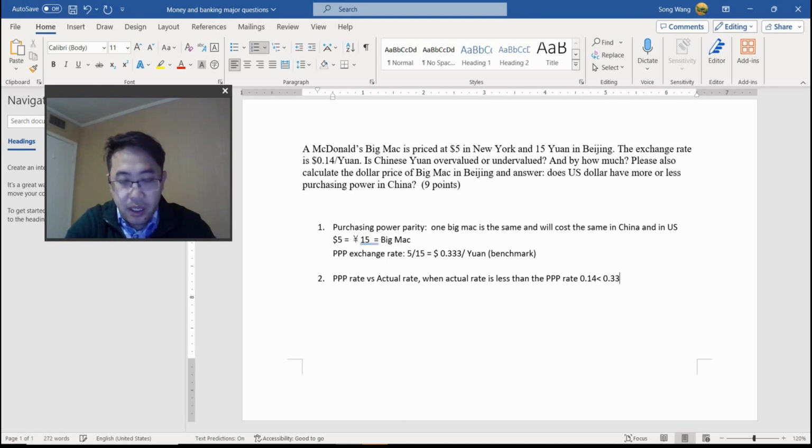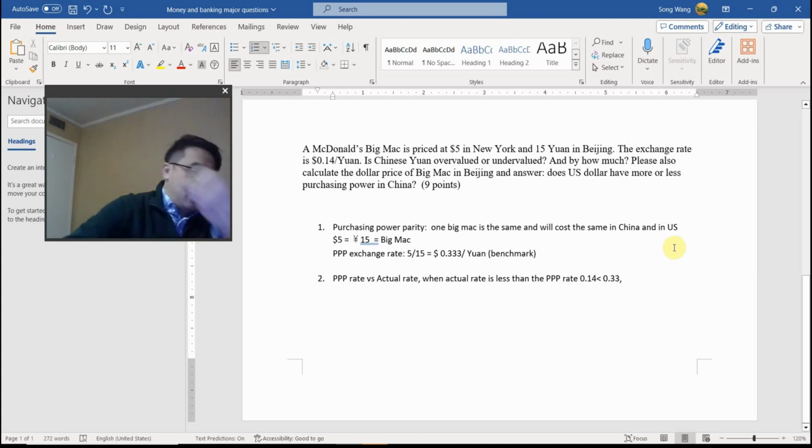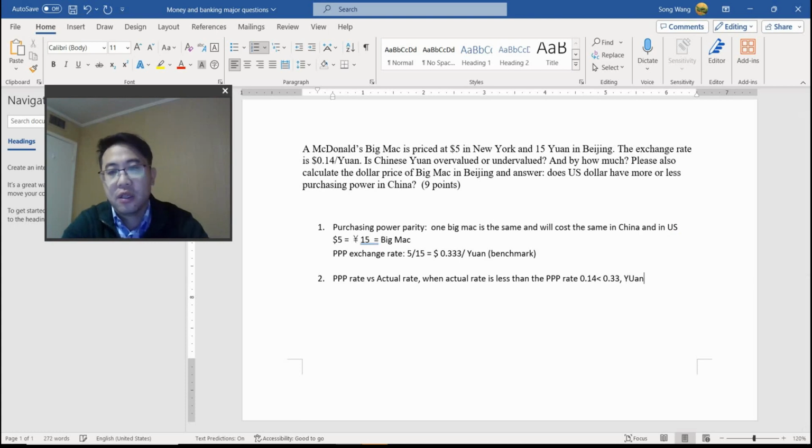Okay, and that basically means the currency, the Chinese yuan, not US dollar, because in this case we are Americans. Okay, we're using an American textbook. We take the perspective of US people. So in the eyes of Americans, the Chinese yuan is undervalued. Okay, it's undervalued because the actual rate is less than the benchmark. Chinese yuan is undervalued by how much?